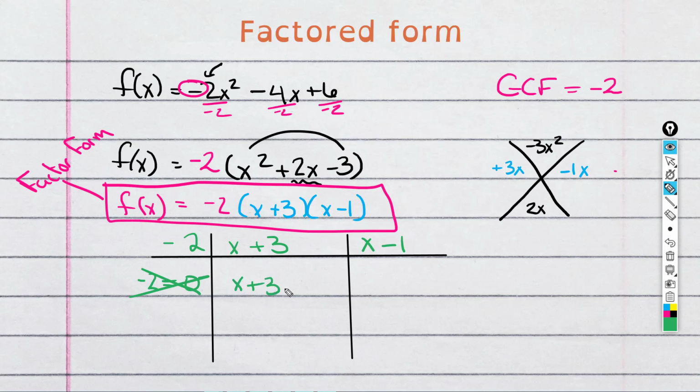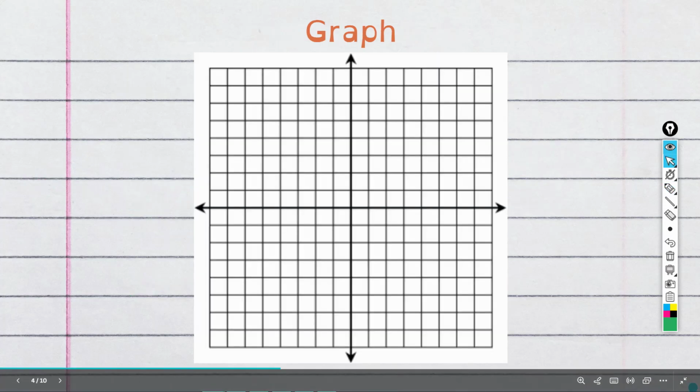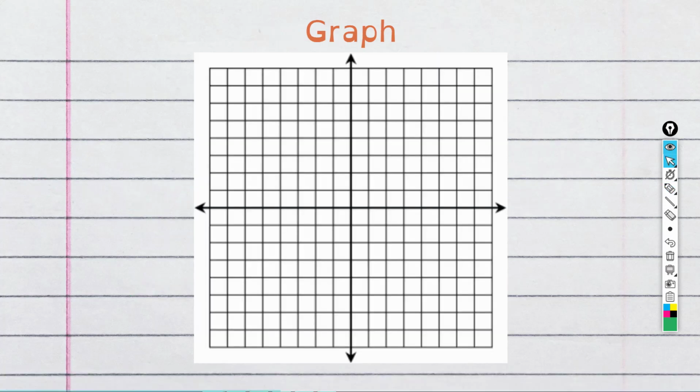X plus 3 equals 0. Well, that's going to happen whenever x equals negative 3. X minus 1 equals 0. That's going to happen when x equals 1. So when we plot our two x-intercepts, we have negative 3 and a positive 1.